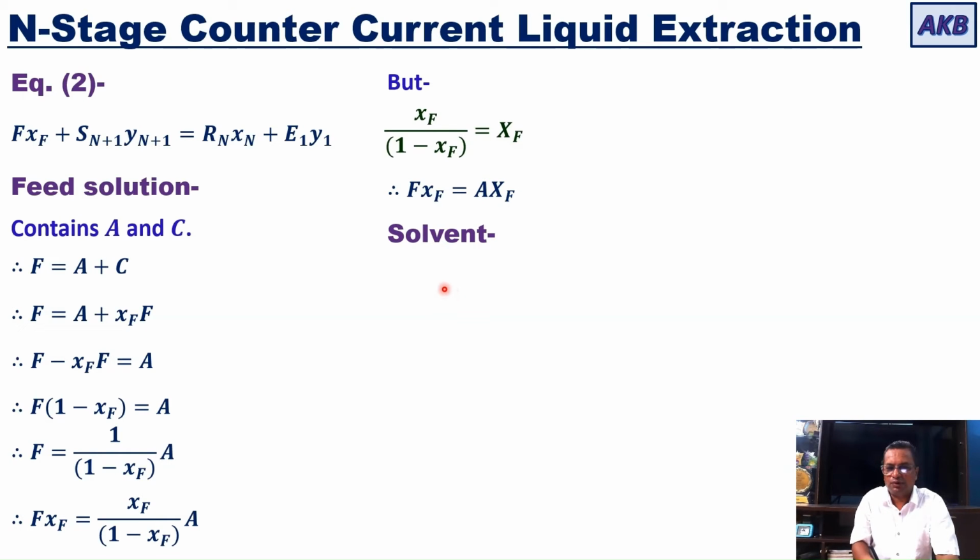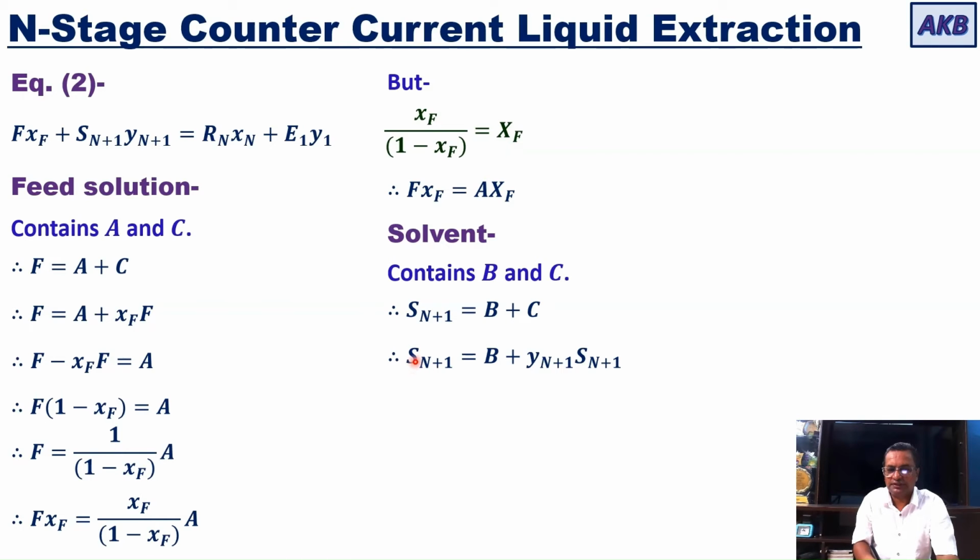Then the solvent will be containing B and C in it. That is, the mass flow rate of solvent is equal to the mass flow rate of B in it plus the mass flow rate of C in it. And how do you get the mass flow rate of C in it? I'll show you. So this is Sn+1 is equal to B plus Yn+1 into Sn+1. So this is the mass flow rate of C in the solvent.